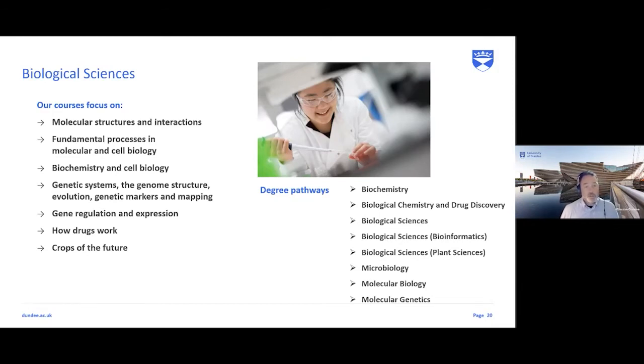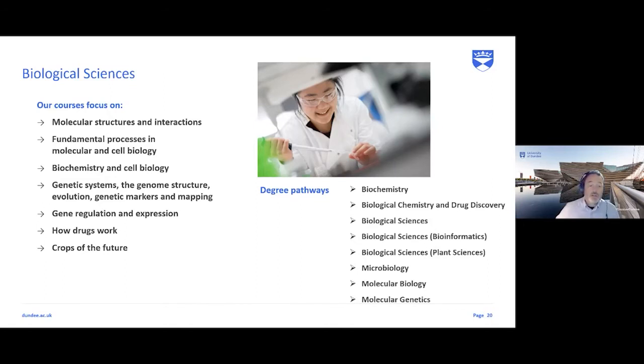In biological sciences, the courses are very molecular in focus, and they study fundamental processes in cell biology and molecular biology. Biochemistry is basically the general theme. Many of our scientists in the School of Life Sciences are, broadly speaking, biochemists. But there's also quite a lot of emphasis on genetics, genome structure, gene regulation and expression, and a very big area is discovering new drugs, understanding how drugs work and designing them. And of course, many of our investigators are focusing on plant science, specifically on crops for the future, how to feed an increasing world population without putting additional strain on the planet.